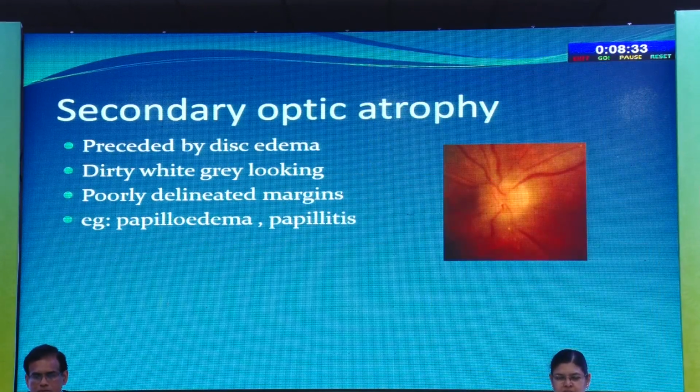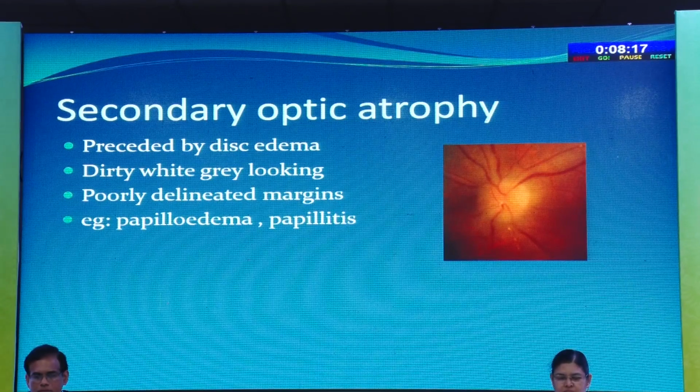In secondary optic atrophy, it is preceded by disc edema, and after degeneration of the ganglion cells, there is excessive proliferation of the glial tissue, and there will be an alteration in the structure, which gives a dirty white-gray appearance to the disc with poorly delineated margins.